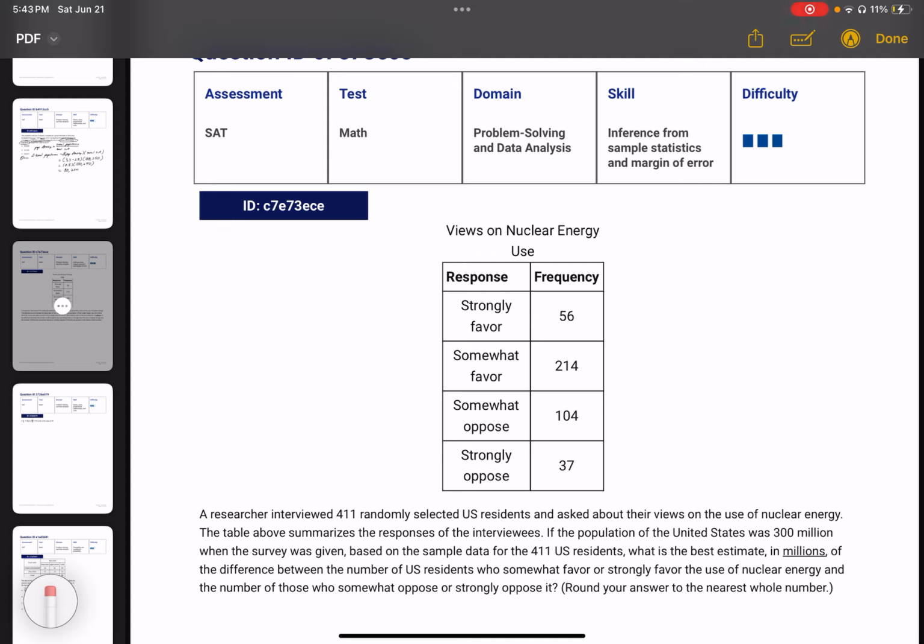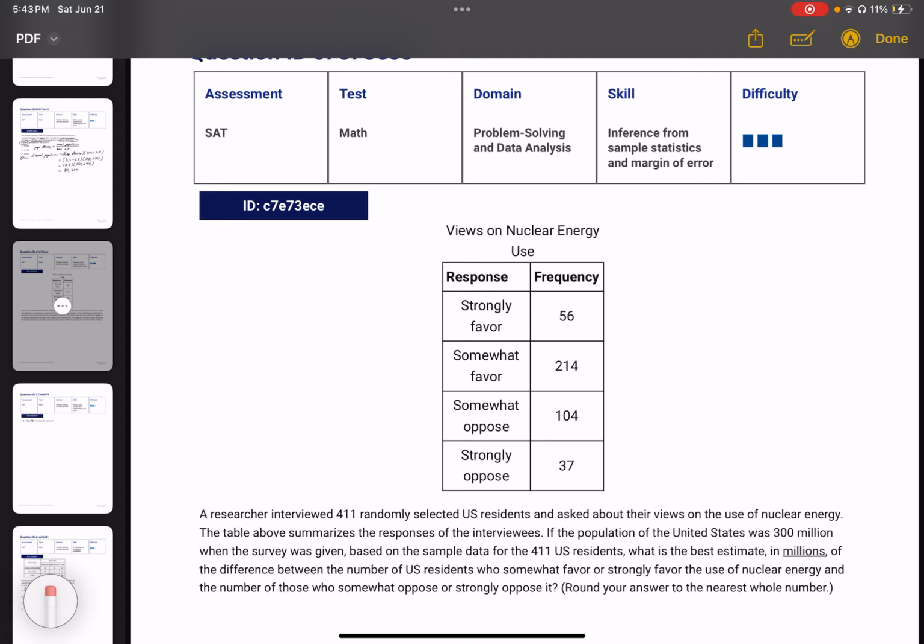Always look at the chart. So we have four categories: strongly favor, somewhat oppose, strongly oppose, and then the frequency of each response. A researcher interviewed 411 randomly selected U.S. residents and asked about their views on the use of nuclear energy. The table above summarizes the responses of the interviewees.